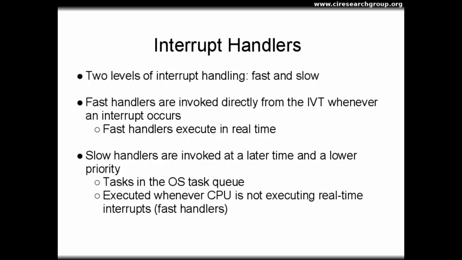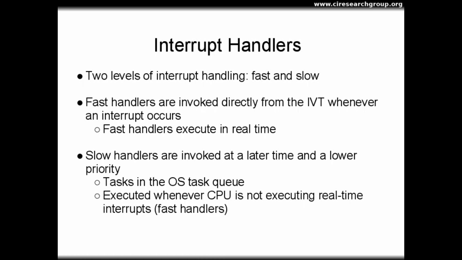When we actually go to handle interrupts, the handling occurs in the kernel, and this is done with two levels of interrupt handling, the fast interrupt handler and the slow interrupt handler. The fast interrupt handler is the piece of code that's invoked directly from the interrupt vector table whenever an interrupt occurs. This is the piece of code that the CPU is just going to jump to when an interrupt occurs. Fast handlers execute in real time, and they're called fast interrupt handlers because they need to be fast.